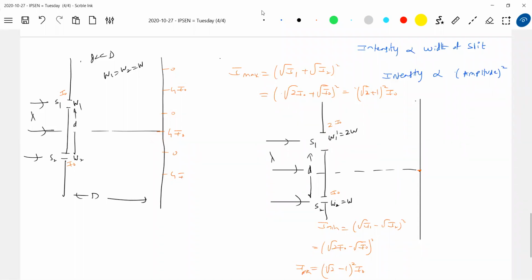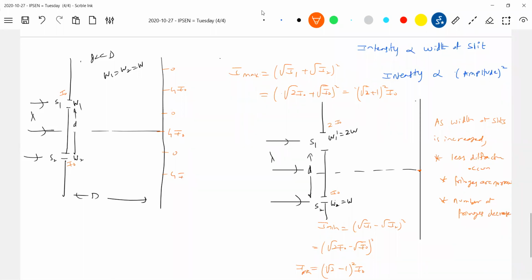So keeping diffraction in mind, I say that as the width of the slits is increased, first point, less diffraction occurs. Then fringes are narrow, and the number of fringes decreases. This is actually the impact of the width of the slit.